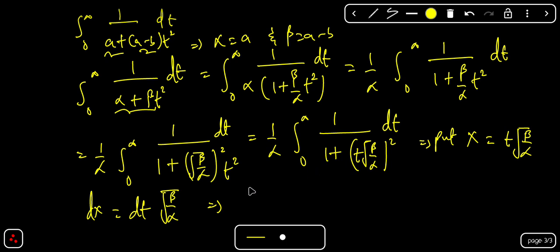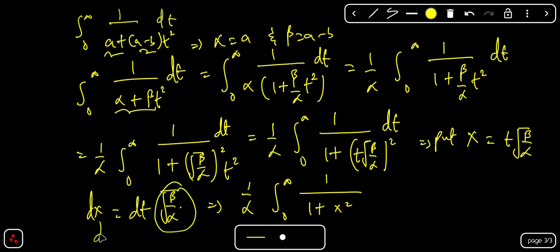Okay, so what you have now is 1 over alpha multiplied by the integral from 0 to infinity of 1 over 1 plus. So instead of writing t multiplied by square root of beta over alpha, we are going to write x raised to the power of 2 and dt. So this is dx equal dt times square root of beta over alpha. So if you divide both sides by this, we are going to have dt is equal to square root of alpha over beta dx. So dt is now square root of alpha over beta dx. Okay, so that is dt.